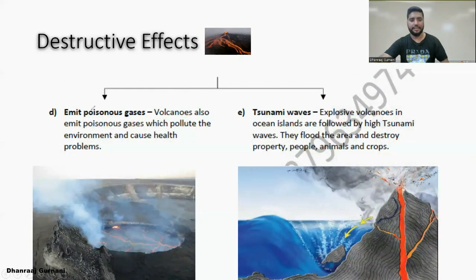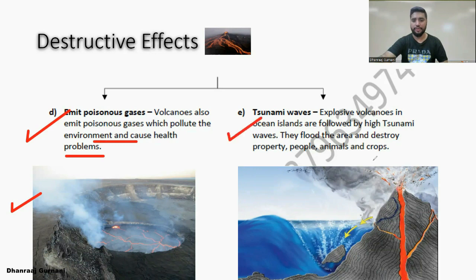Last 2 negative effects, emit poisonous gases. Volcanoes emit poisonous gases which pollute the environment and cause health problems. And finally, last destructive effect, volcanoes cause tsunami waves. Here is an image of volcanoes causing tsunami waves. Explosive volcanoes in ocean islands are followed by high tsunami waves.